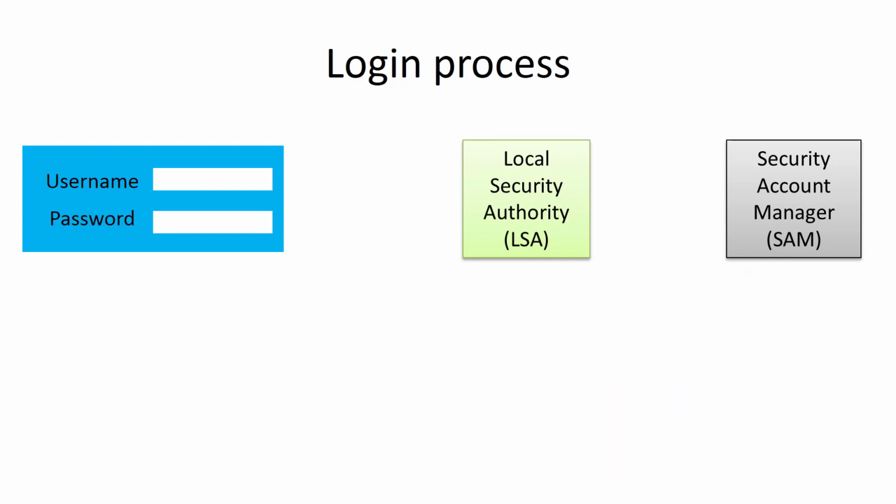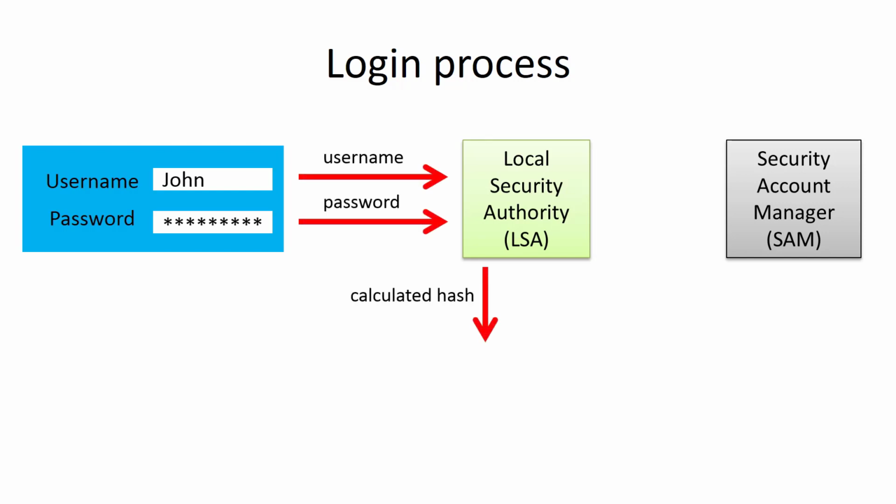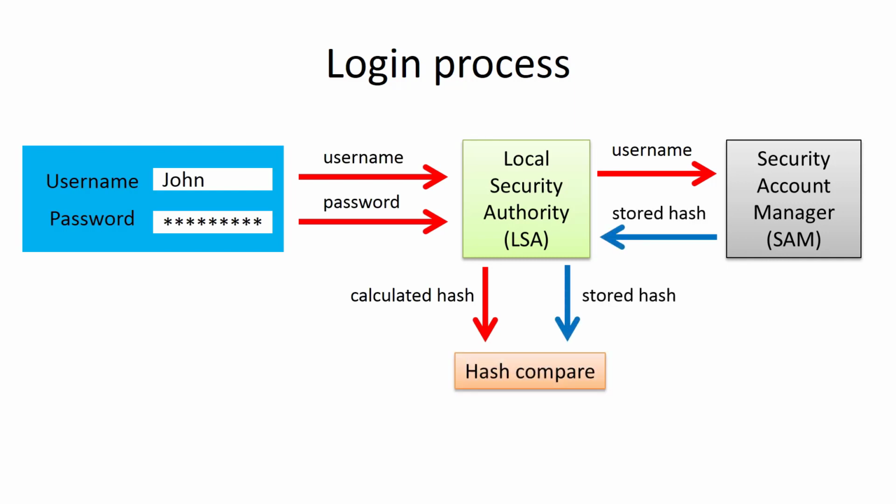Now let's consider the process when the user enters his credentials. LSA uses the typed password and calculates a password hash. At the same time, LSA sends a request to the SAM database to get a stored password hash of the given user account. In our case, we need to get the password hash of user John. SAM replies with a stored password hash. Then LSA compares both hashes, and if they match, user authentication is successful. So this is how it looks.